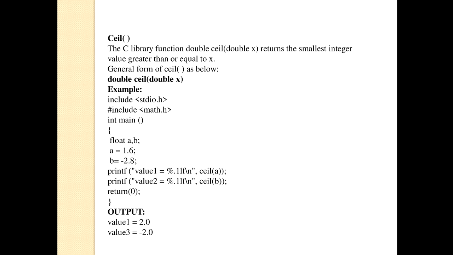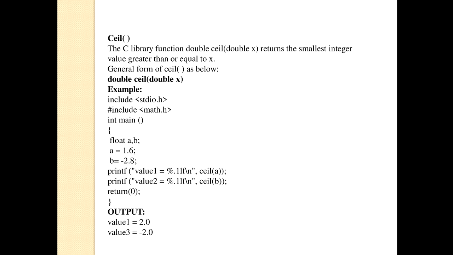The next function is the ceil function, ceil. The C library function ceil returns the smallest integer value greater than or equal to x, and the general form of ceil is as below. The ceil function takes one argument of type double, and it also returns a double value. That's why in the syntax the return data type is double.